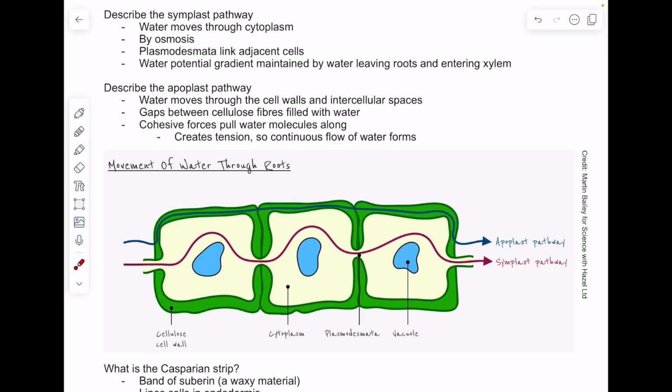Take a look at this diagram now showing the movement of water through the roots. If water moves by the cell wall route, remember that's the apoplast pathway, the symplast pathway ensures water passes through the cytoplasm, and it's these plasmodesmata here, which are cytoplasmic channels that allow the continuous flow of water.